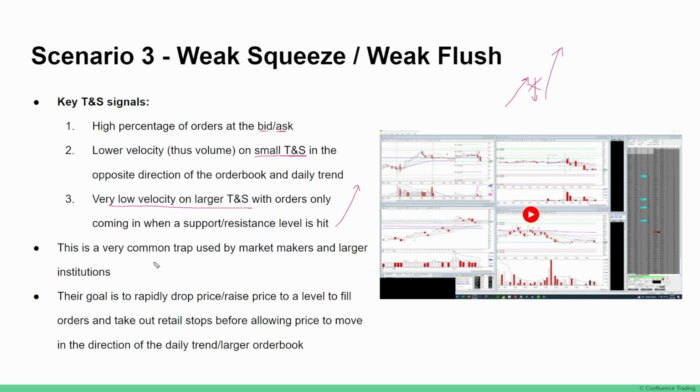So this is a very, very common trap that is used by market makers and by larger institutions to essentially stop hunt retail traders, get them to panic out of their shares, and then push price higher. Their goal, once again, is to rapidly drop or rapidly raise price to a specific level, fill a bunch of orders for themselves and for the institutional clients, take out the retail stops that are sitting there, and then allow price to move in the direction of the daily trend, in the direction of the larger order book. And we'll look at a key example of this now.